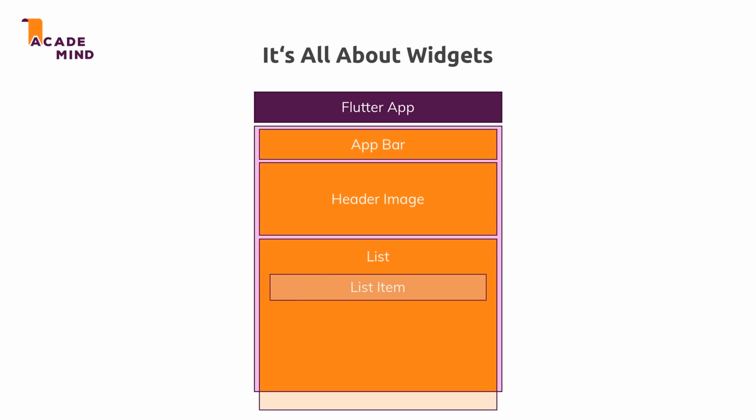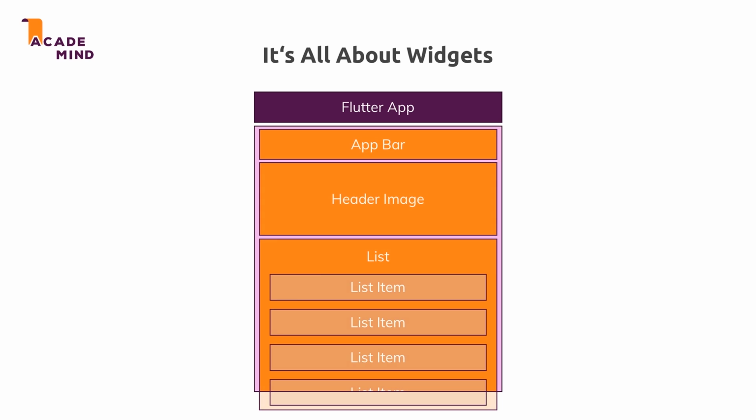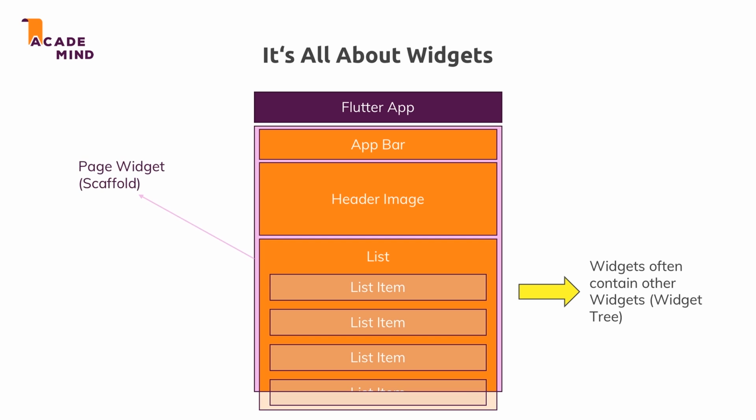widgets, like the app bar, the navigation bar at the top, maybe a header image, and maybe a list with a couple of list items. All these things here are separate widgets, and they often contain other widgets, like the list here. It contains the list items as child widgets. The page itself is even a widget, the scaffold widget, which we will also create on our own throughout this course. And even the entire app is wrapped in one root widget.